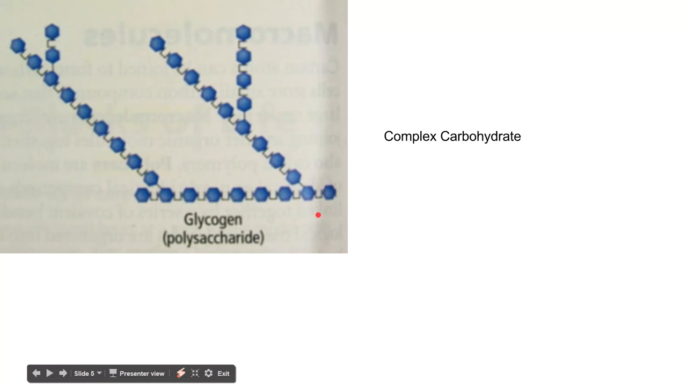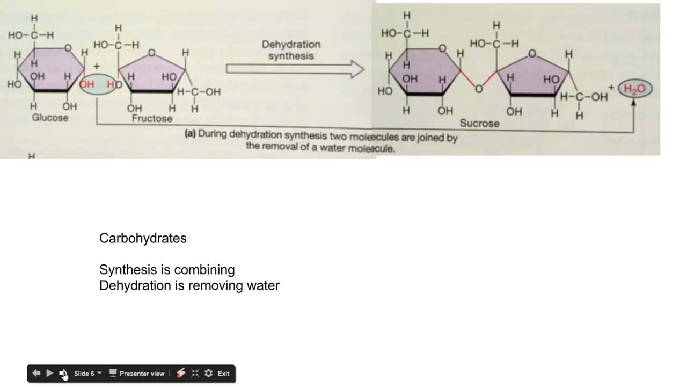Now, this is a complex carbohydrate, and it's a polysaccharide. So glycogen, which is how we store excess carbohydrates within our liver and in some skeletal muscles, is made by linking together all of these glucoses. So again, you can see the hexagon shape, and it's a whole bunch of hexagons because it's complex.